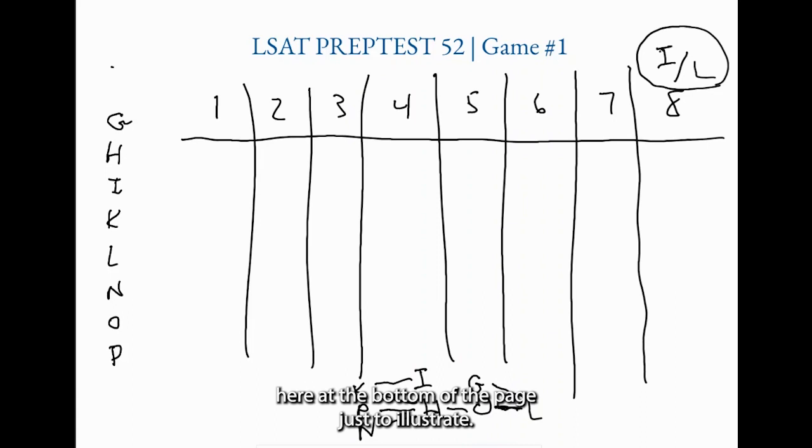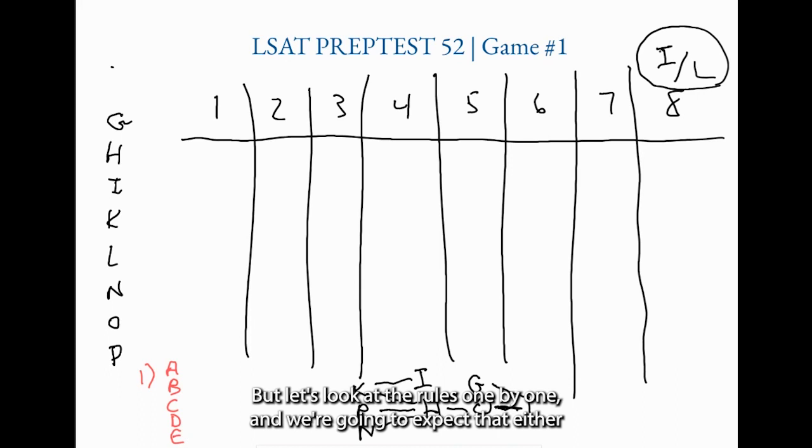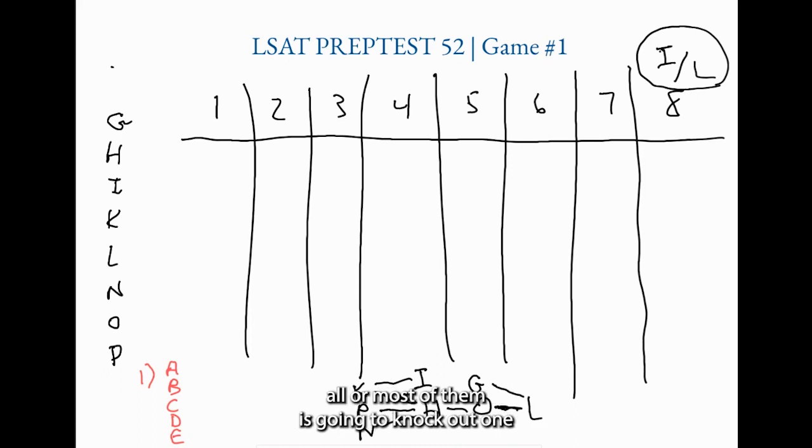I'm going to take a little space here at the bottom of the page just to illustrate. Let's say you were to use your scratch paper for elimination. We write out A, B, C, D, E. But let's look at the rules one by one. And we're going to expect that either all or most of them is going to knock out one wrong answer apiece. Let's start with rule number 1. And again, we're just going back and reading it on the screen. K and P are before H. So now we scan down the choices for question number 1. Are there any where one of K or P fails to be before H?